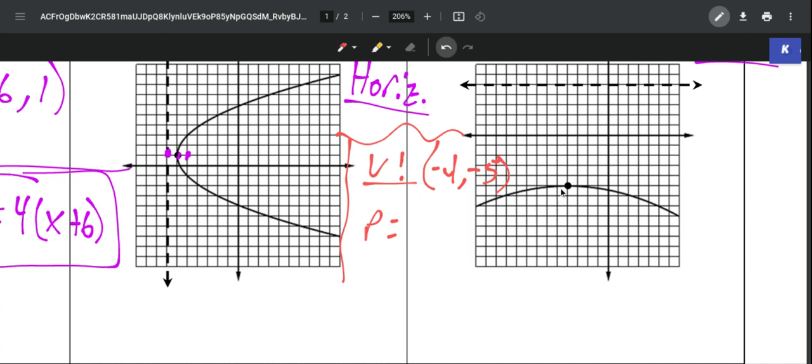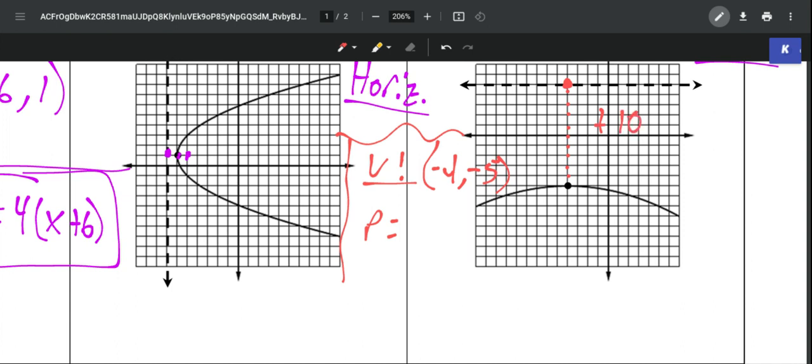And then we can count up from our vertex until we hit this point here. And that point is going to be the actual point for our directrix. So if we want to know P, we'll just have to count up to that point. 1, 2, 3, 4, 5, 6, 7, 8, 9, 10. So that point is going up. And whenever we go up on the y-axis, that would be like saying plus 10.